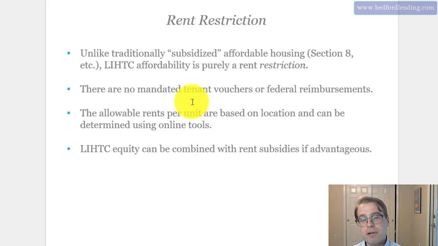If you're not sure what the rents are, there are some great calculators and tools online. In particular, Novogradac has one, so Google Novogradac LIHTC rent income calculator. You can see what rents would be on a studio, 1-bedroom, 2-bedroom, 3-bedroom basis in your area.